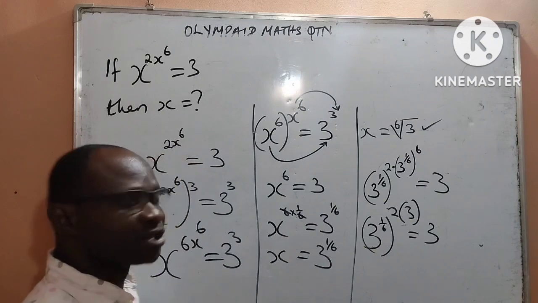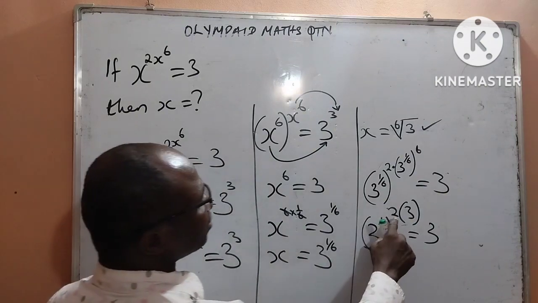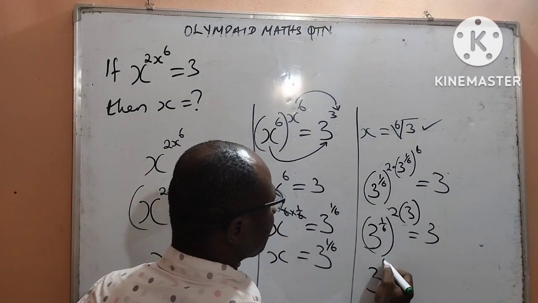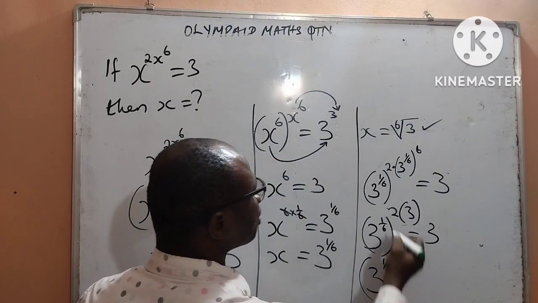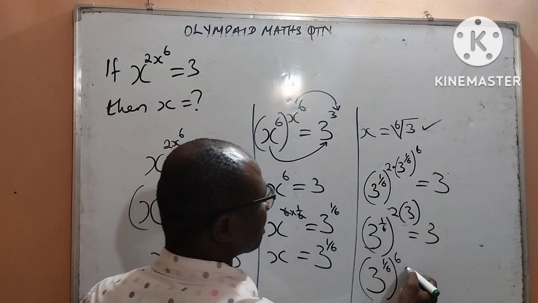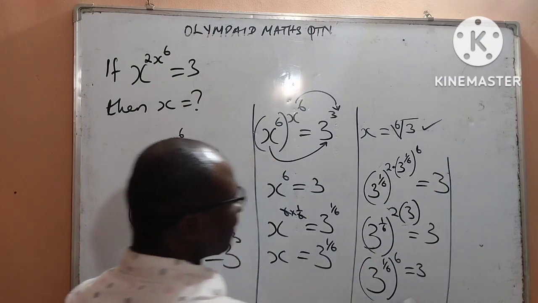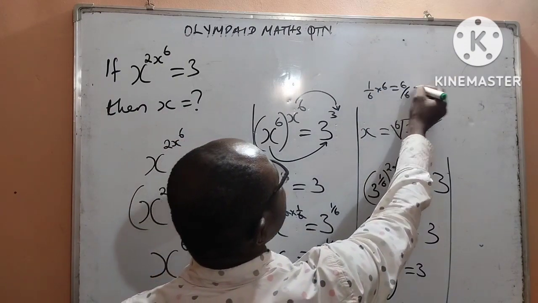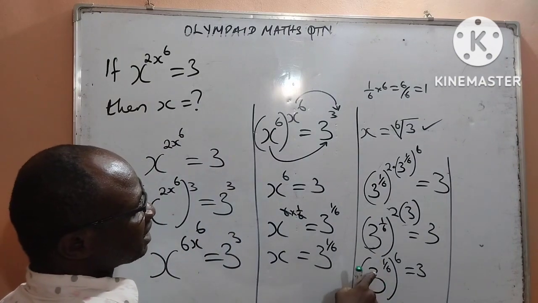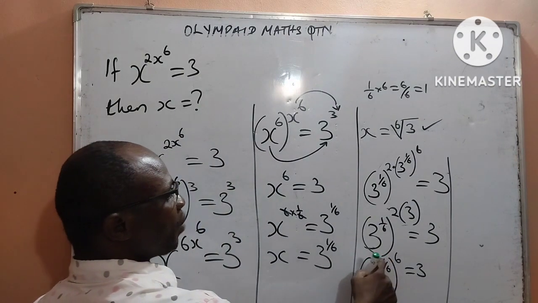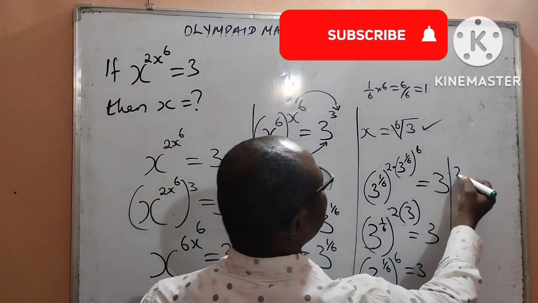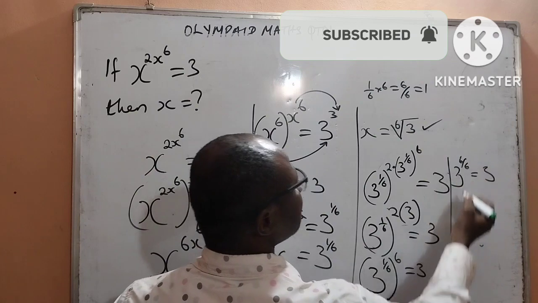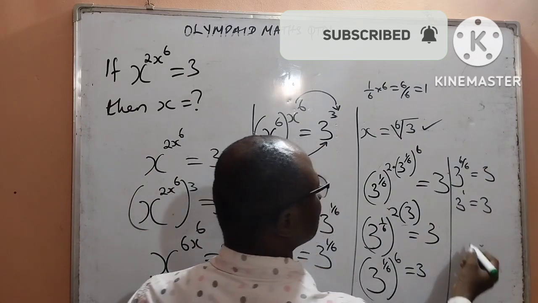That is what we are trying to find out. Then 2 multiplied by 3 will give me 6, meaning that I shall now have 3 to the power of 1 over 6, or to the power of 2 times 3, which is 6. Is it equal to 3? Moving forward, it is still again 1 over 6 multiplied by 6, which is 6 over 6 equal to 1. Meaning that my 1 over 6 multiplied by 6 shall give me 3 to the power of 6 over 6 equal to 3. And 6 over 6 is the same as 3 to the power 1, which is equal to 3.